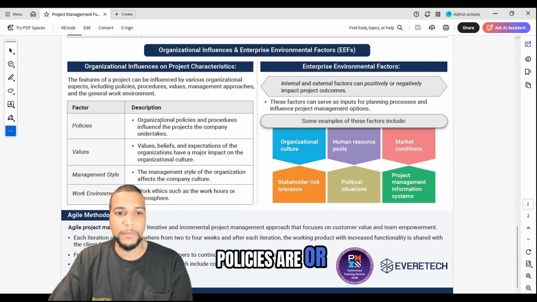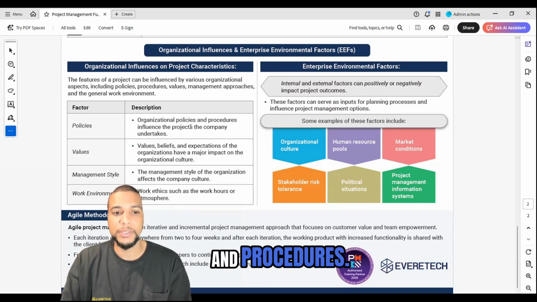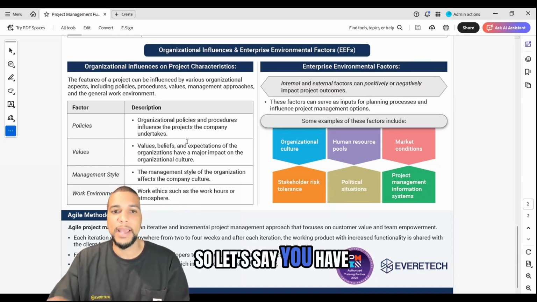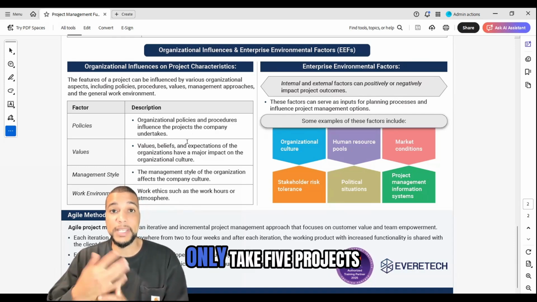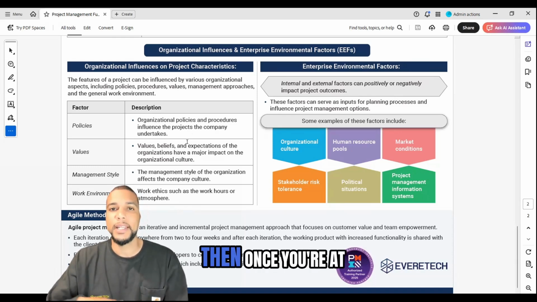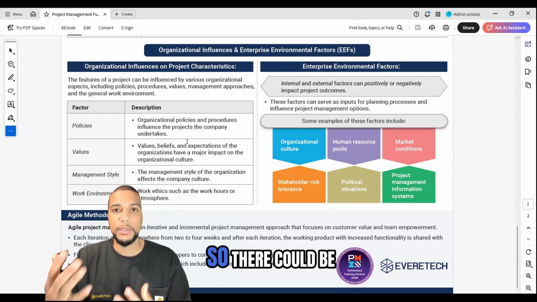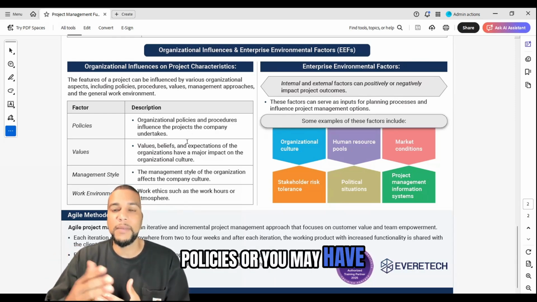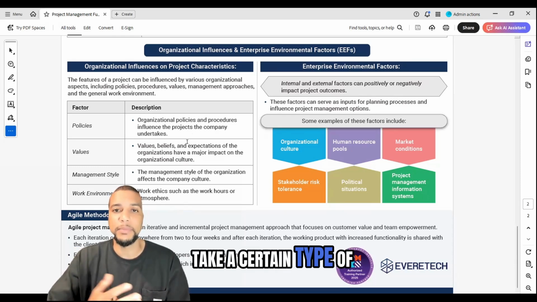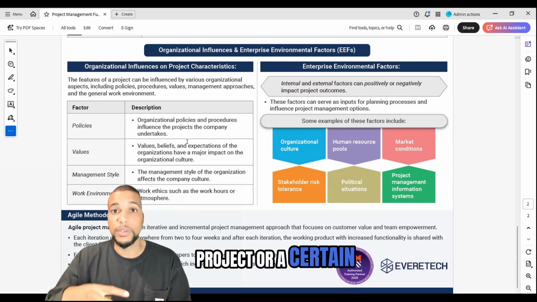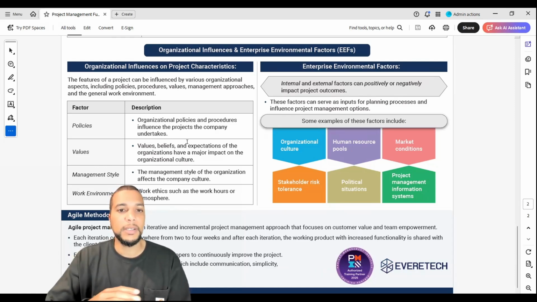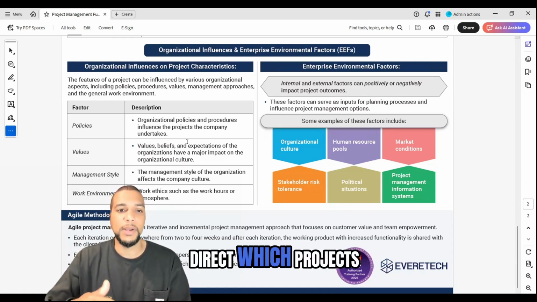Policies are organizational policies and procedures. They influence the projects a company undertakes. So let's say you have policies that you may only take 5 projects at a time. Then once you're at 4, you may only take 1 more. So there could be policies, or you may have policies that you only take a certain type of project, or a certain length of a project. Organizational policies direct which projects you take.